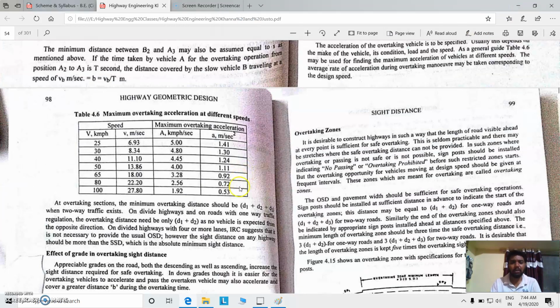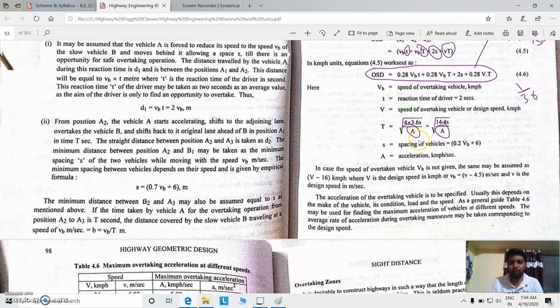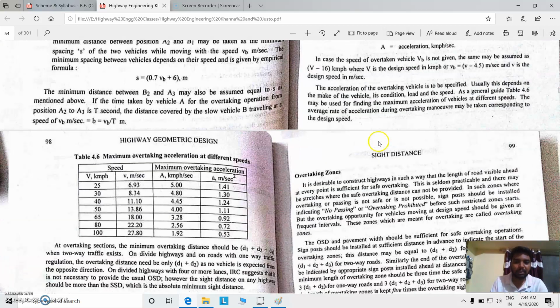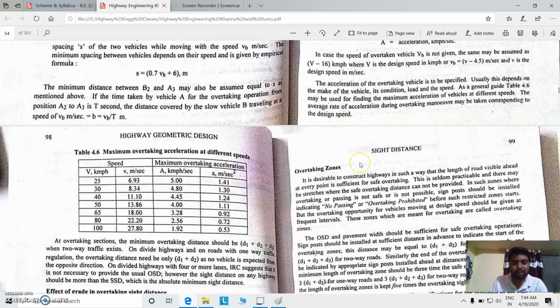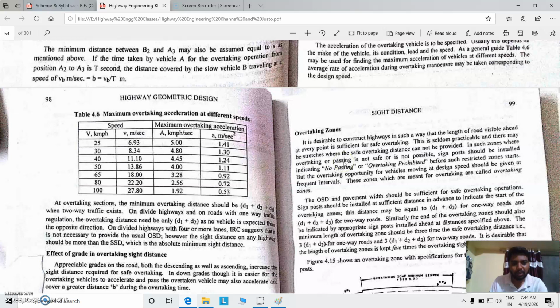Apart from this, in some problems the acceleration of the vehicle will be given. In such conditions, we have to consider the acceleration value as the given value. If the question does not include the acceleration value, we have to remember this table. For various design speeds, various acceleration values are given here. If the vehicle is traveling at 25 km per hour, that will be converted to meter per second by dividing by 3.6, which gives 6.93.